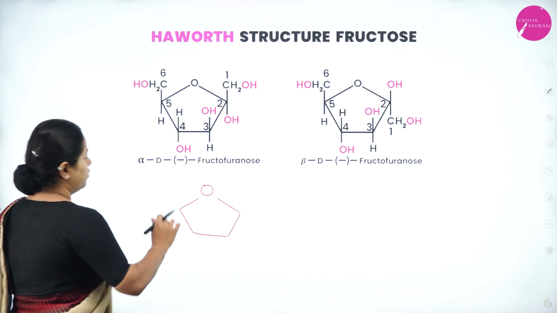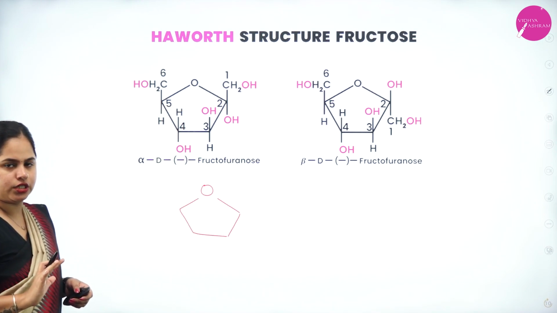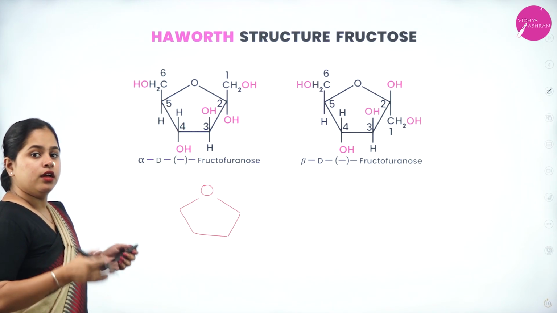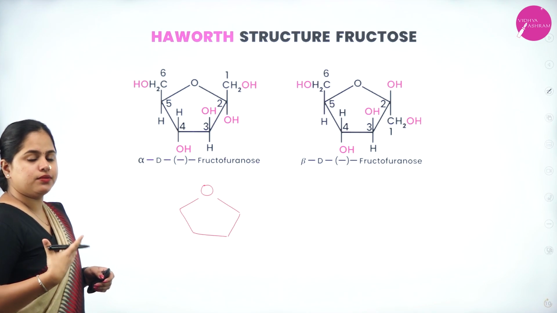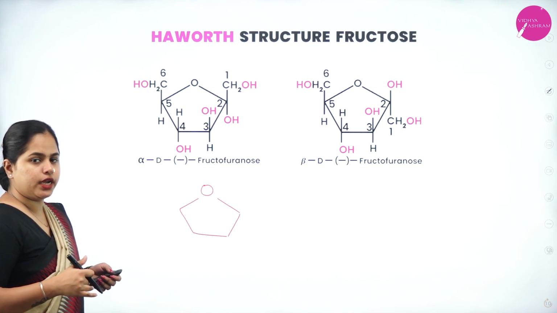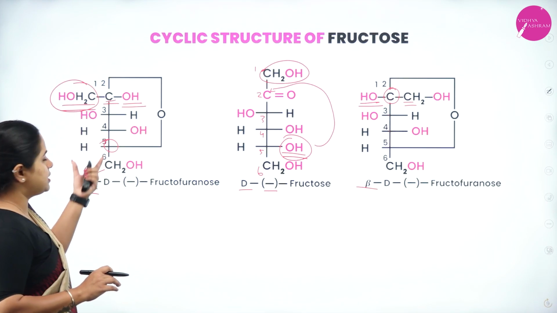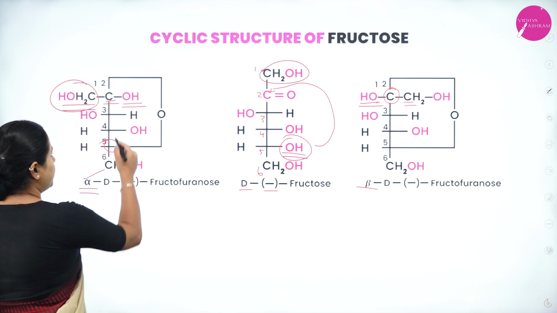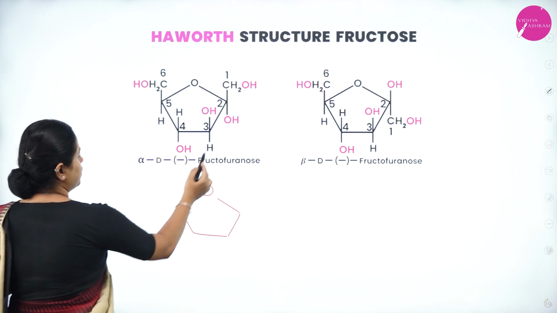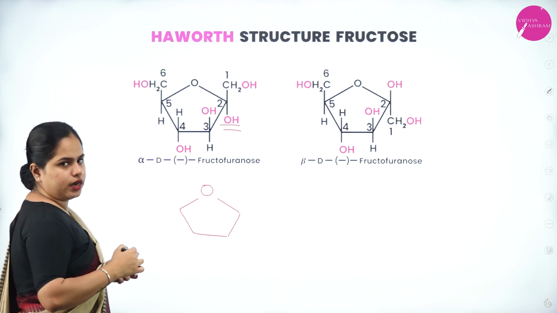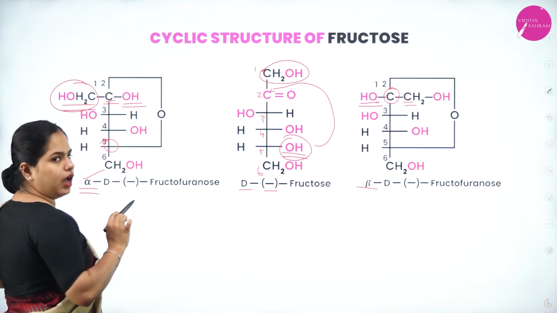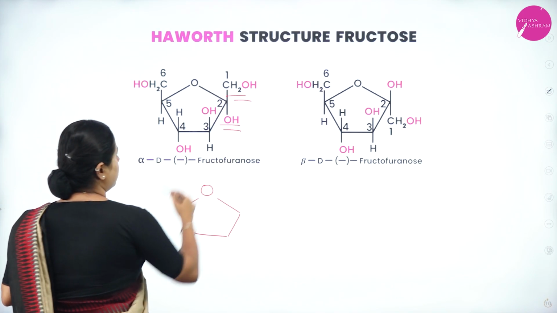That is this one. So first you are going to draw the furan structure, and based on the hydroxyl groups and hydrogen atoms, whether they are present on the right side or left side, like how we have discussed in glucose, we are going to draw that here. So let's take the alpha form here, hydroxyl group on the right side. So first we have mentioned that down, right? And on the other side you are having the alcohol CH2OH, which is mentioned on the top.